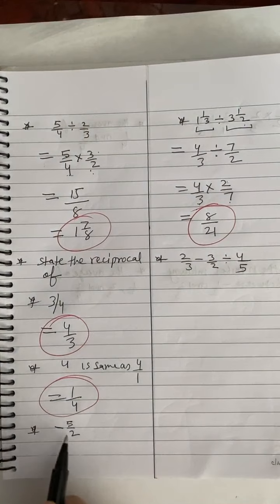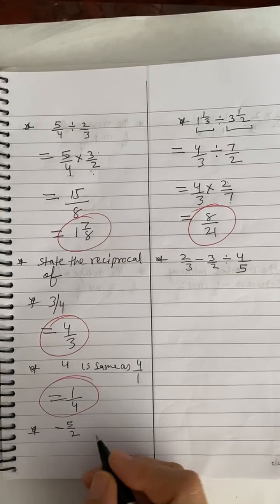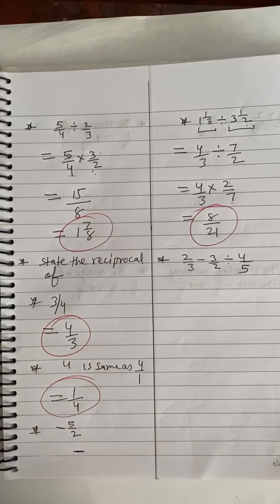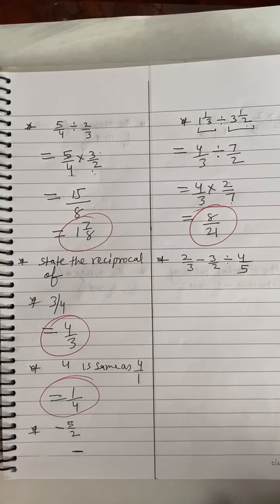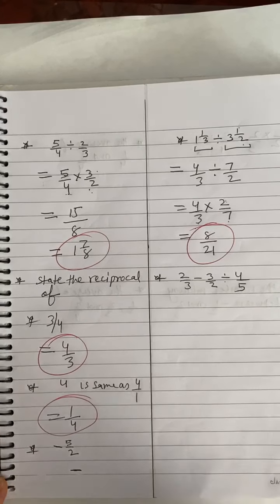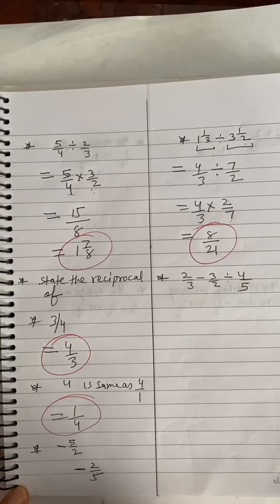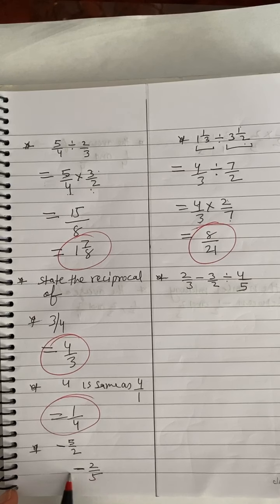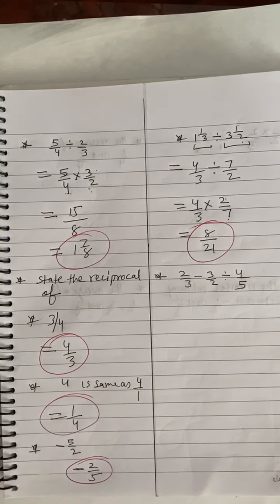Now the next one is negative 5 over 2. In the reciprocal, the negative will stay the same. For a negative number or negative fraction, the reciprocal is going to be negative. So that is going to be negative 2 over 5. Whenever you have a negative number, we always prefer to write the negative in front of the fraction bar. So that's your reciprocal here.